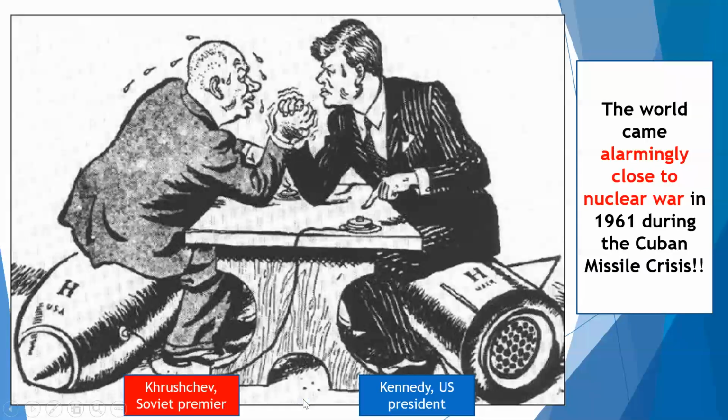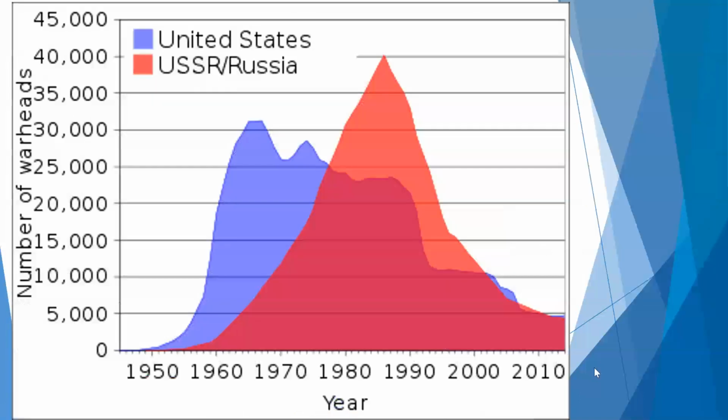The world did come alarmingly close to nuclear war in 1961 during the Cuban Missile Crisis, which you're going to learn about in your second lesson for this week. You can see here this cartoon of President Kennedy in the US and Premier Khrushchev in the Soviet Union, both arm wrestling, about to press those weapons. Their fingers hovered over the trigger to blow each other up. Like, this was serious, right? Like, people were scared.